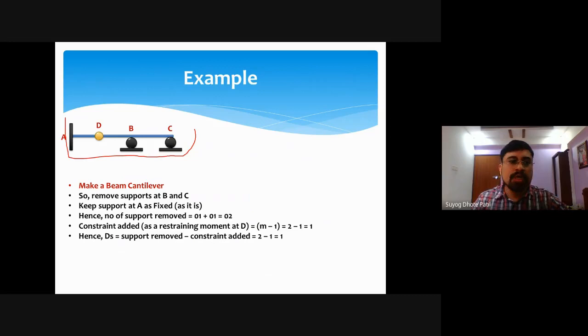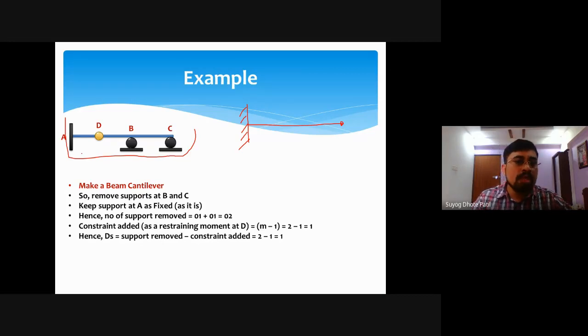We have to convert this beam into a cantilever like structure. Now, for a particular beam, if I have to convert it into a cantilever like structure, what we'll do? This support A is already fixed, it is no problem. A cantilever beam is seen like this: the first support is fixed and the other end is totally free.